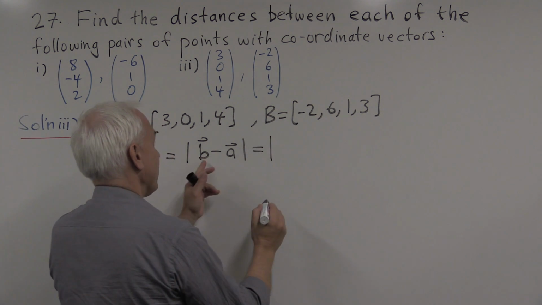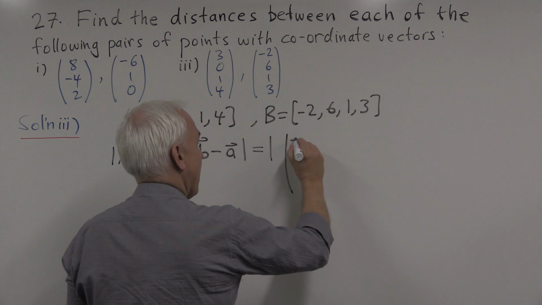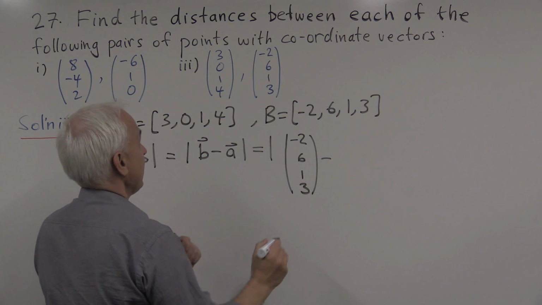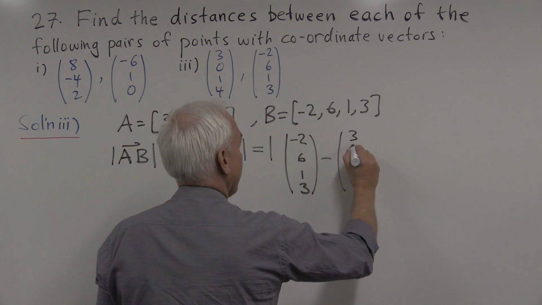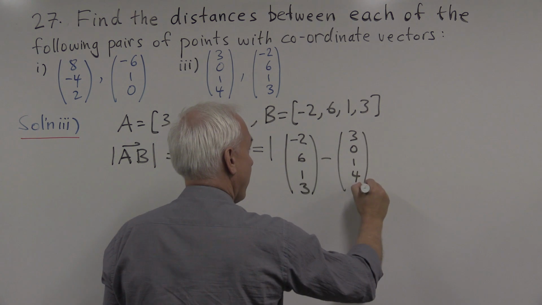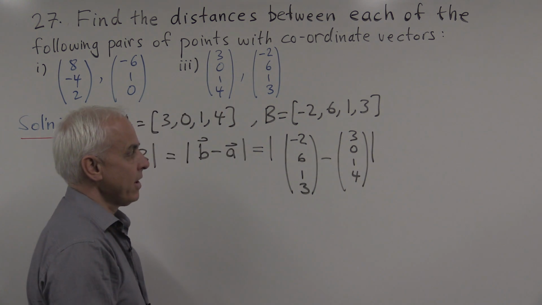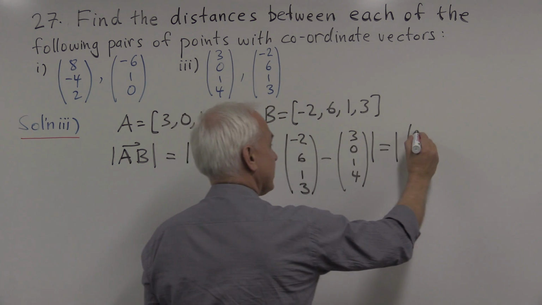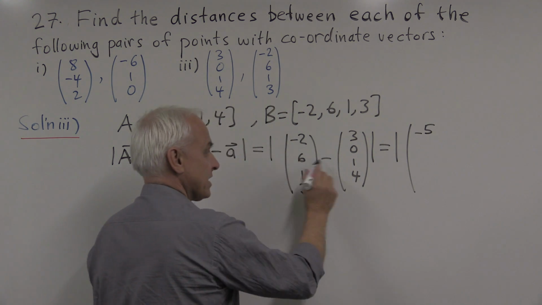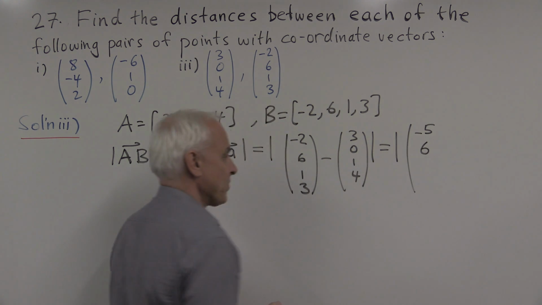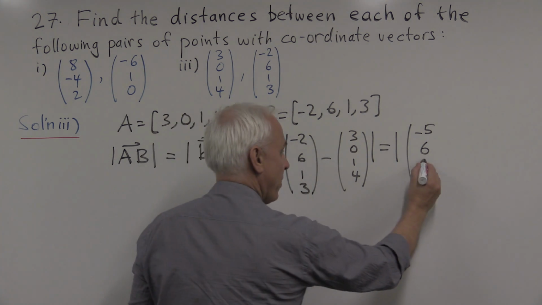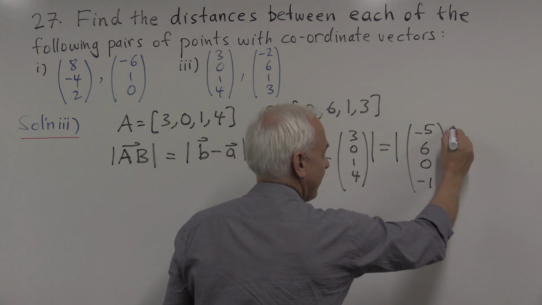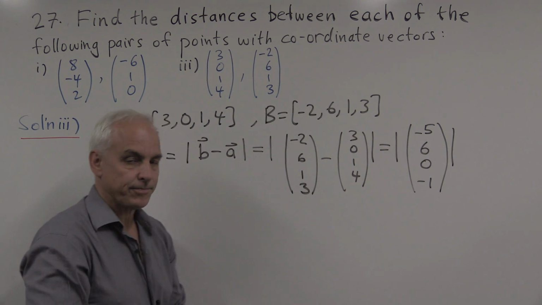So we write that down. The vector b is this one here, minus 2, 6, 1, 3. And the vector a is 3, 0, 1, 4. When we calculate the difference between the vectors, we get the vector minus 2 minus 3 is minus 5. 6 minus 0 is 6. 1 minus 1 is 0. And 3 minus 4 is minus 1. So we're still taking the length of that vector.